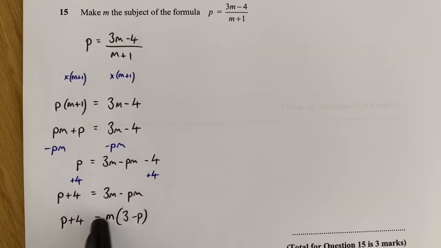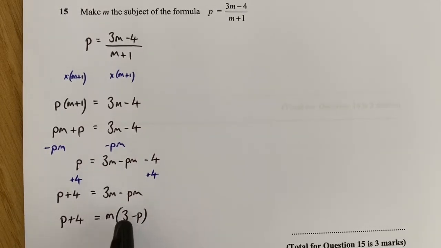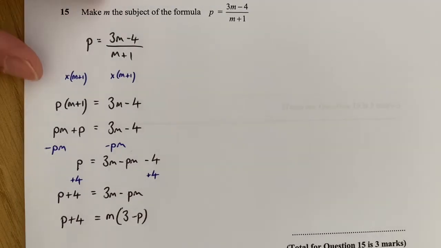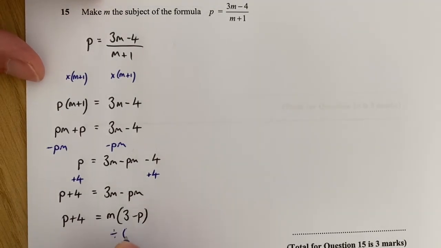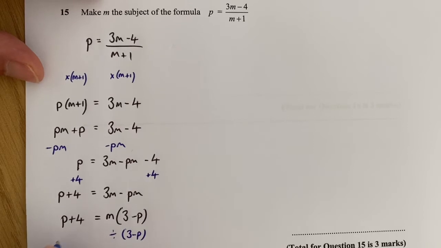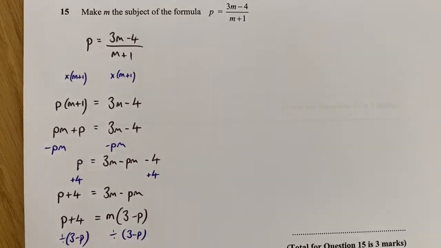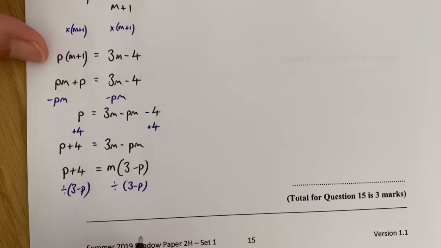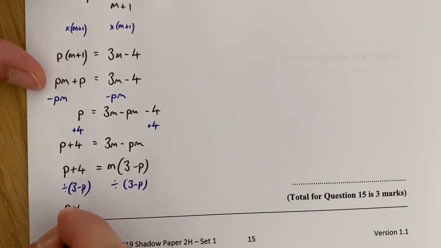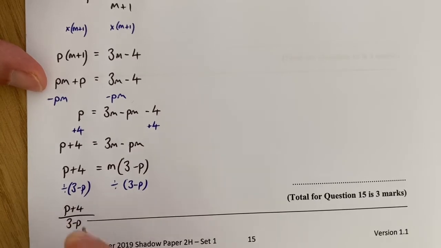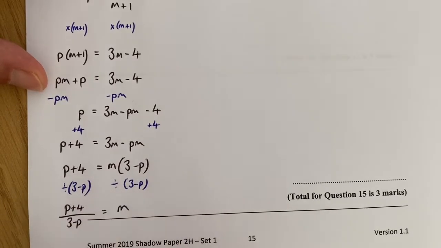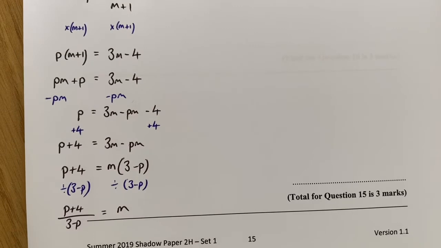So what I can do is just divide both sides by this bracket, divide by 3 minus p. So if I just write that in, divide by 3 minus p on that side, divide by 3 minus p on that side, I will be left with p plus 4 over 3 minus p equals m. And that is the answer. P plus 4 over 3 minus p equals m.